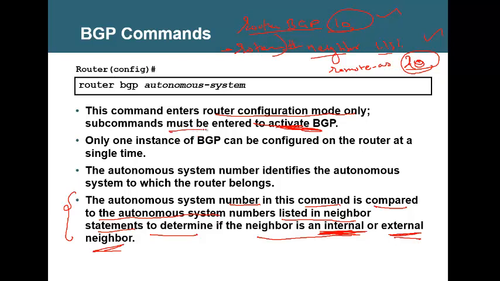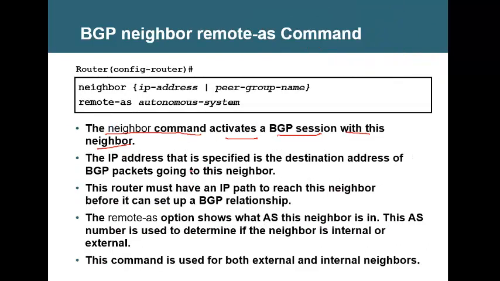See, we must enter into subcommand. What is the subcommand? We need to enter into the neighbor statement and say, I want to form neighbor with this guy. I want to activate BGP session with this person, 1.1.1.1. The IP address that is specified is the destination address of all the BGP packets going to the neighbor.